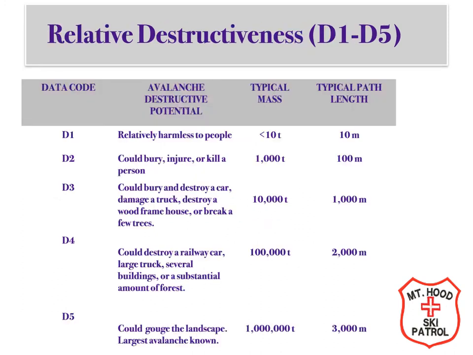This slide shows the scale for avalanche destructiveness. These numbers are pretty staggering. You can see it starts again, D1 being the smallest avalanche, less than typical mass, less than 10 tons, typical path, 10 meters or less, all the way down to D5, which is a staggeringly large avalanche, 1,000,000 tons of snow coming downhill over a 3,000-meter path length. Wouldn't want to be caught in that one for sure.